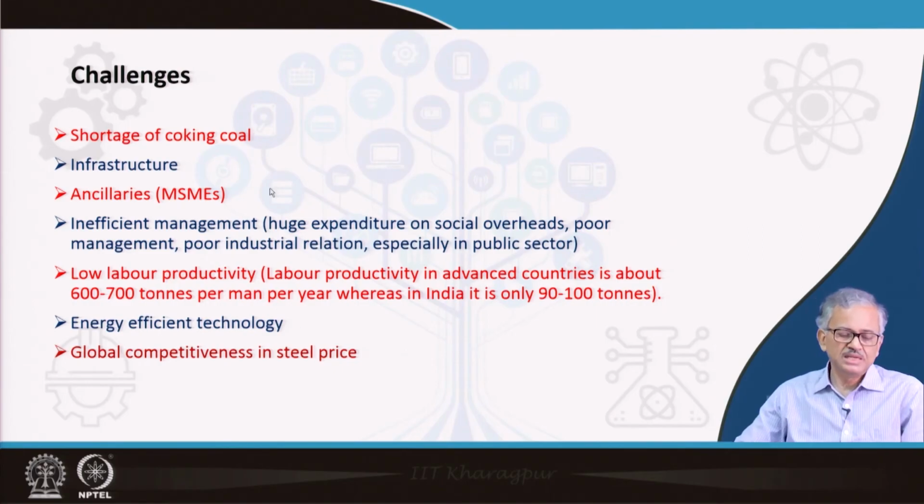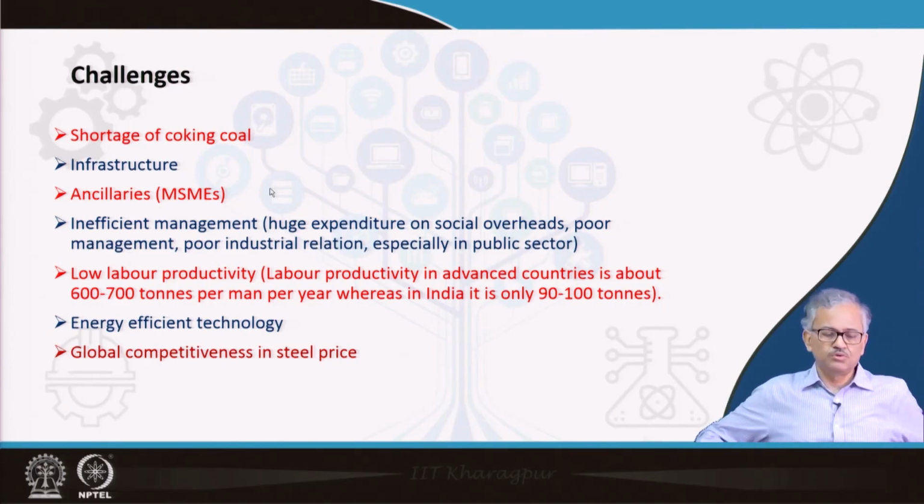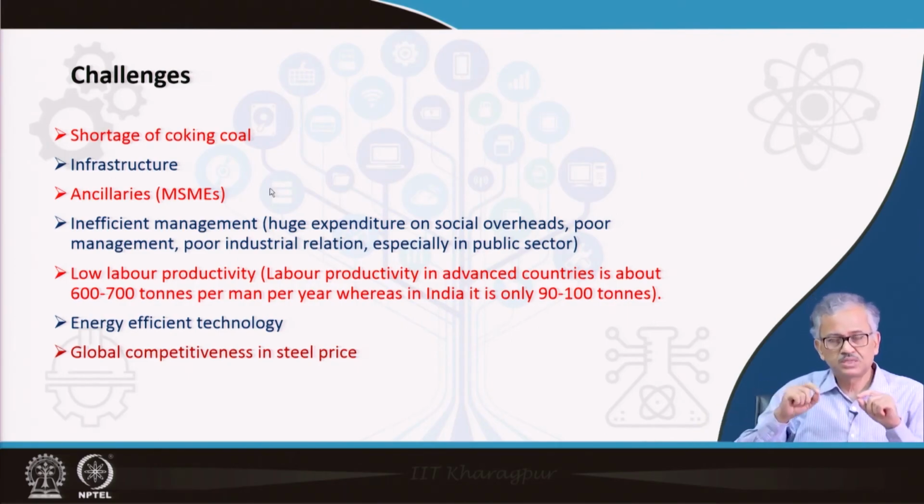Another bottleneck is the inefficient management. We have a huge expenditure on the social overhead and very poor management, poor industrial relationship, especially in the public sector. So, this management has to be made efficient, although people have captured this point.